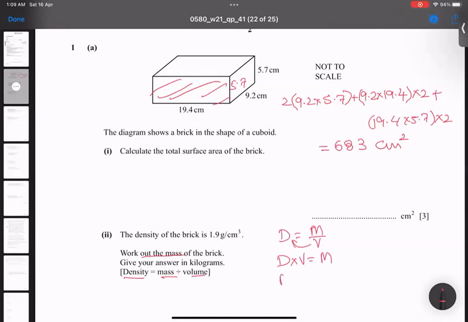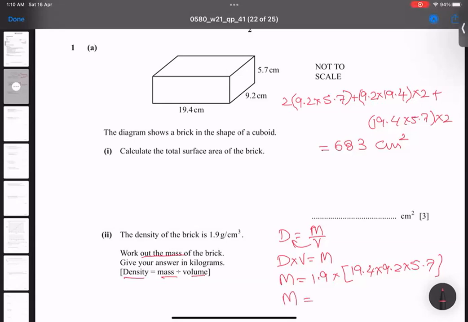So what is the density here? 1.9, times the volume. And how to find the volume of the container, the cuboid? All of you know it: length into width into height. Length is this, width is this, and height is this. So I can find it simply by multiplying them: 19.4 into 9.2 into 5.7. And if I multiply, we get the answer.